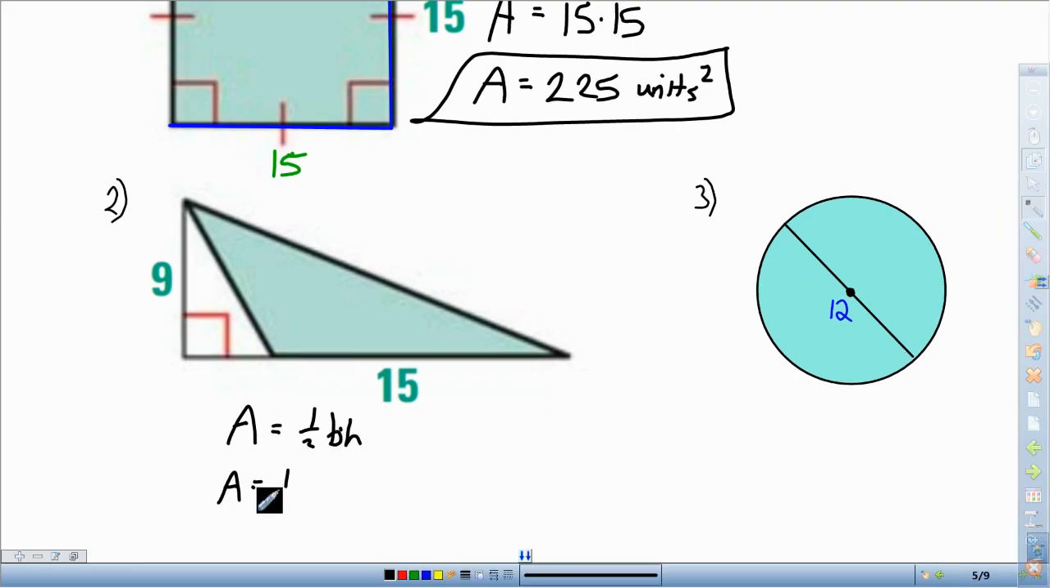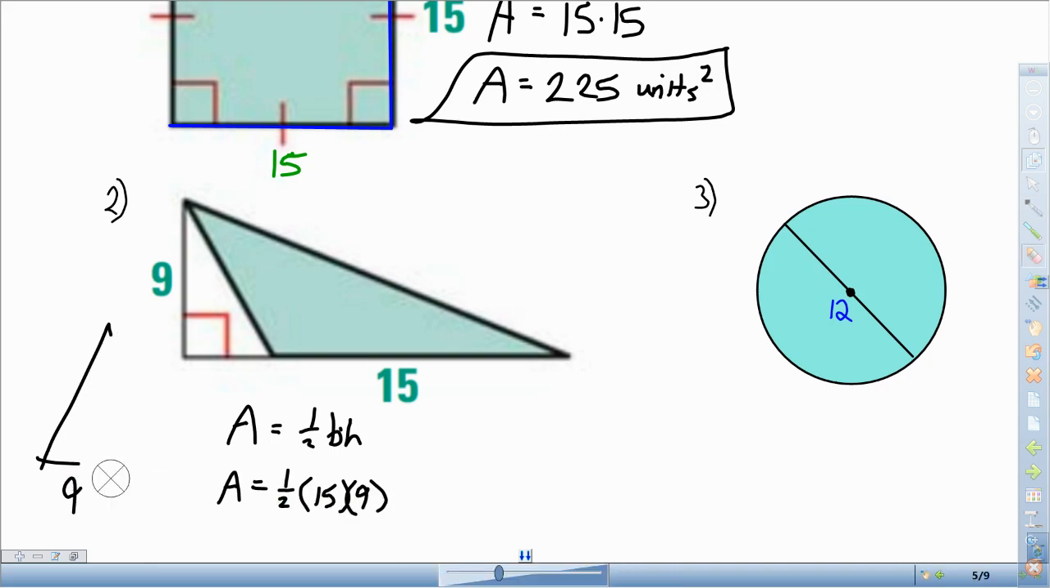Area equals 1/2. I would probably consider the base to be 15 and the height to be 9. By the way, I say probably because if this was flipped on its side, normally I consider the one on the bottom the base and the one going up the height. But if this was flipped on its side like this, I would probably consider 9 to be the base and 15 to be the height. So it really doesn't matter which you plug in for which. It's just all about the orientation. So 1/2 times 15 times 9.